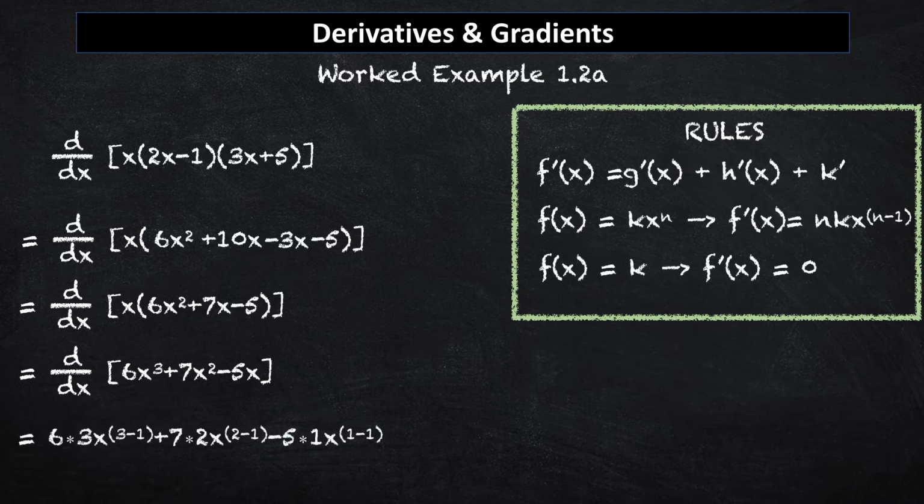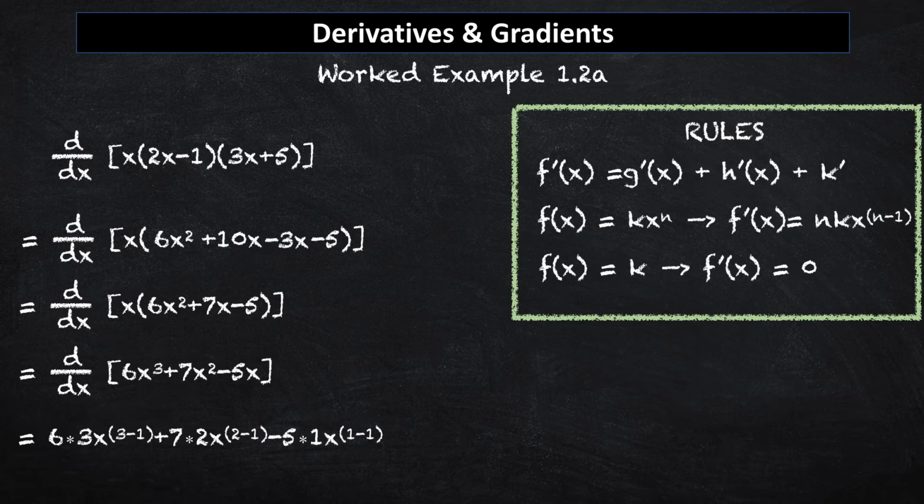And this derivative is this one, so we have 6, which is the k of the first term, multiplied by 3, which is the n of the first term, multiplied by x to the power of n minus 1, which is 3 minus 1. Then we have the second term, so plus 7, which is the k of the second term, multiplied by 2, which is the n of the second term, multiplied by x to the power of n minus 1, so 2 minus 1. And then we have the last term, and so minus 5 multiplied by 1, which is the n of the last term, multiplied by x to the power of 1 minus 1.